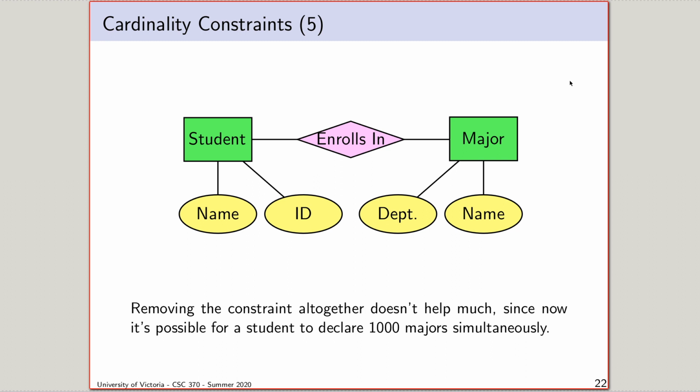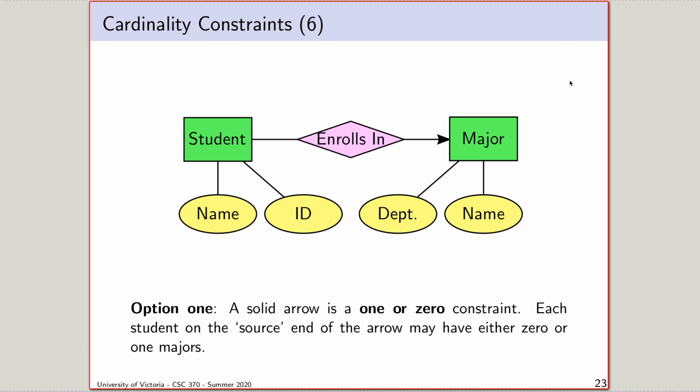We don't want students to be in 1,000 majors, even if we don't expect that to happen. It would be nice to encode that into our database. So we have this option. The rounded arrow says, if I put a rounded arrow here, I'm saying a student is enrolled in exactly 1 major. But if that's too strong for us, we could use this solid arrow.